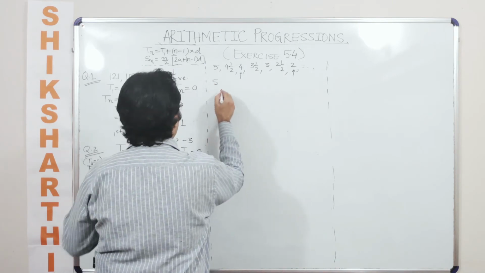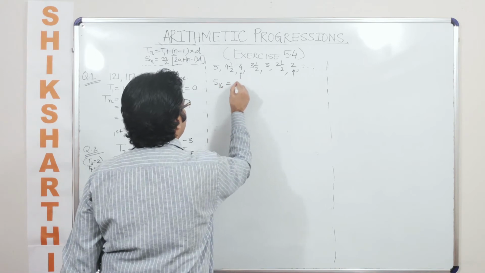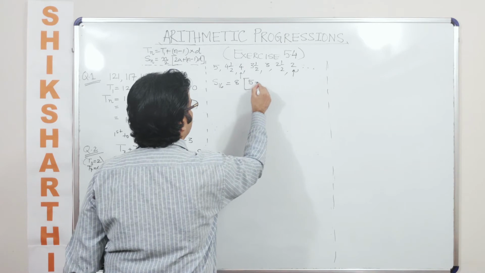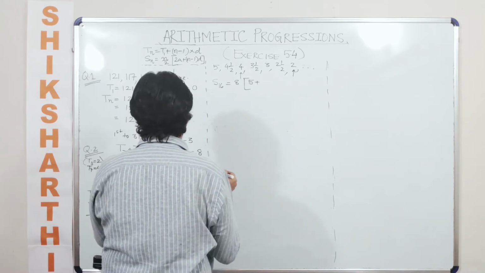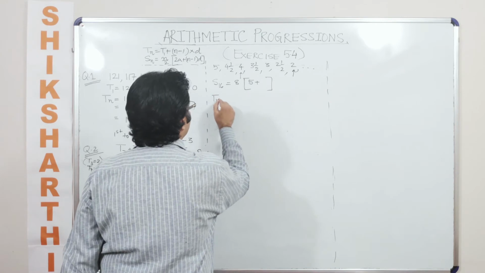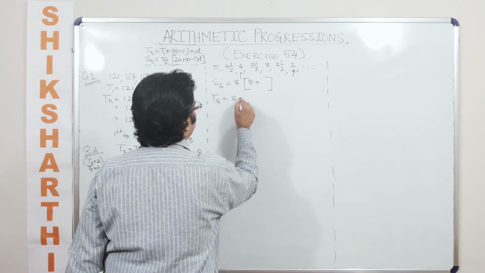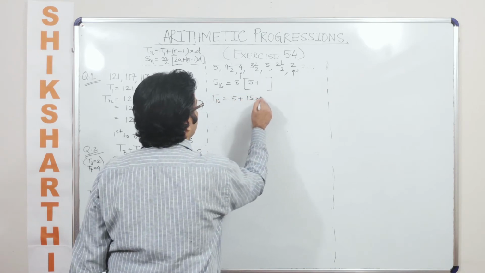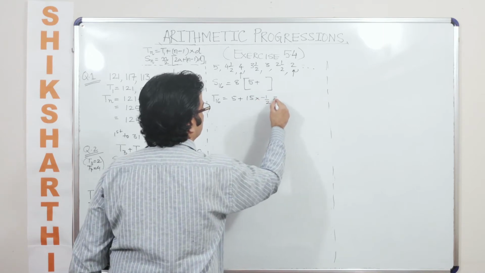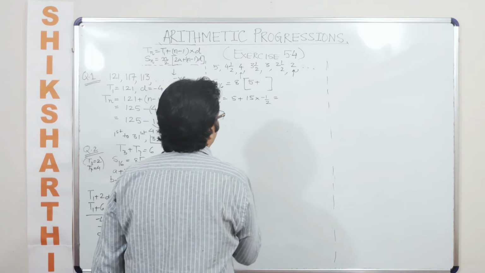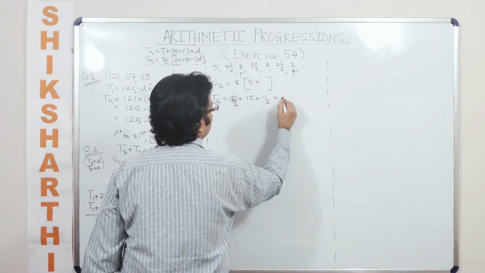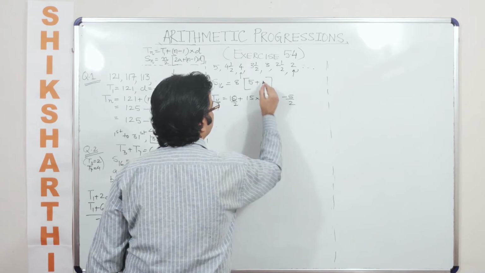So we know the formula. Sum for first 16 terms is 8 times of, what is the value of T1 from here? 5. What is the value of Tn, which is the 16th term? You don't have it, so you can find it out. T16 will be 5 plus n minus 1, which is 15, into minus 1 by 2. So how much does this work out to? Can I say this is nothing but 10 by 2, and this becomes minus 5 by 2.